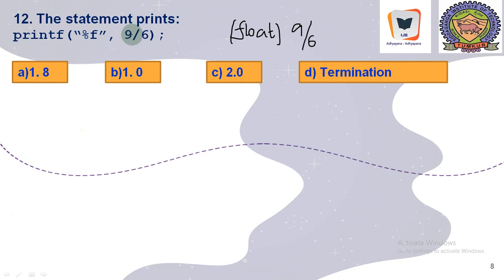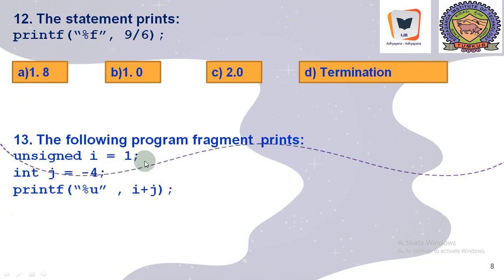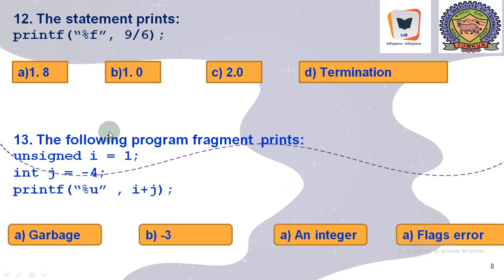Or we can just make it 9.0. Or we can have what is called a type cast operator. The type cast operator is going to change the cast of the variable. The cast of the variable here is integer. Therefore, it will be converted into float. Okay. Therefore, it terminates. The answer is termination.